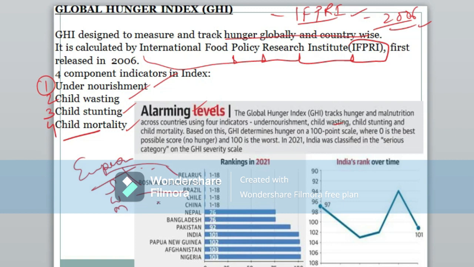And these are European nations. This is a shocking parameter. Also, the country of Brazil lies at third position. Fourth is Chile. Fifth is China. As you see, China is claiming that it is the most developed country, but it is first at the global hunger index. Then comes fifth Nepal, then Bangladesh, Pakistan.